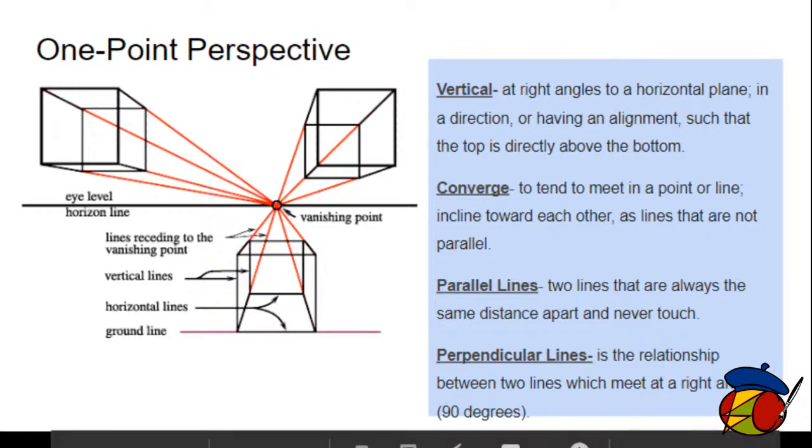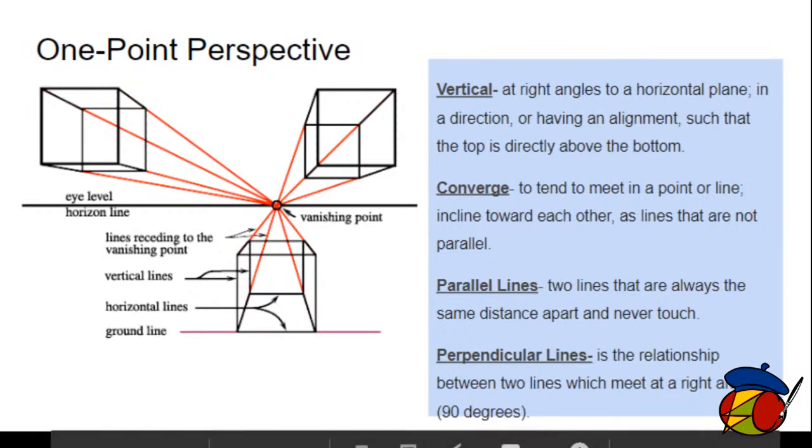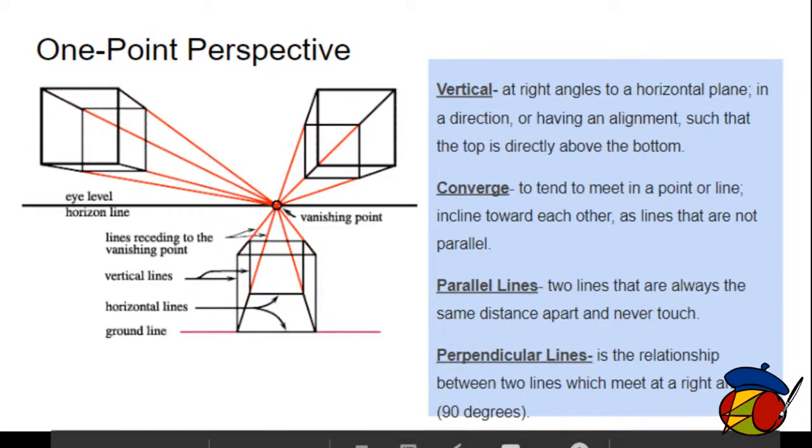Again, we see lines receding. It doesn't matter where you draw that flat square, up in the sky or down on the ground here on the ground plane. Everything converges to that vanishing point in one point perspective.